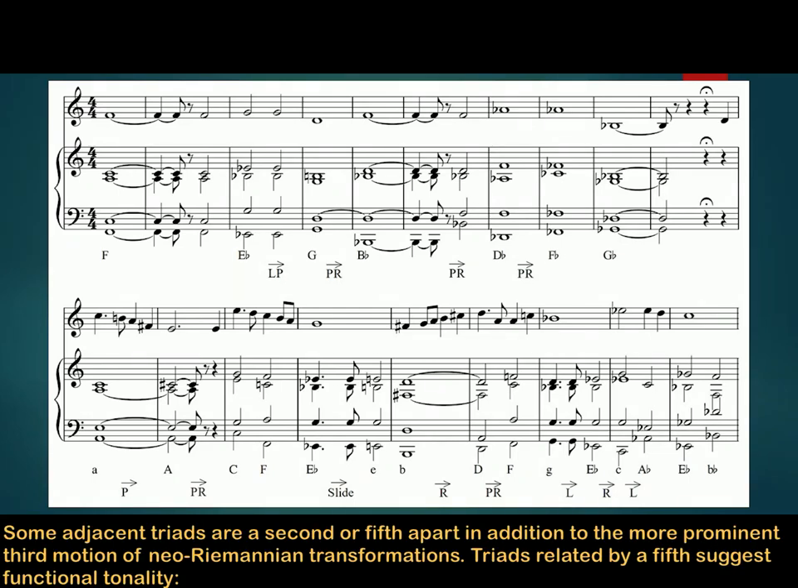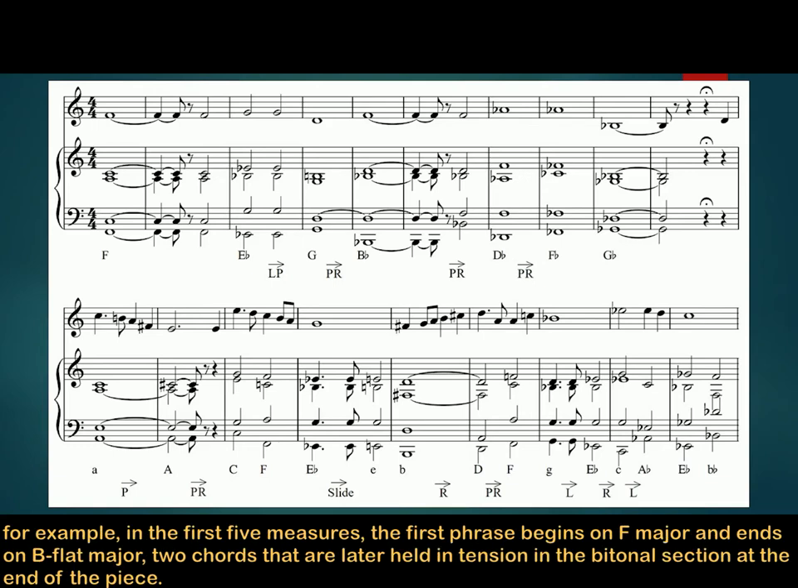Some adjacent triads are second or fifth apart in addition to the more prominent third motion of Neo-Riemannian transformations. Triads related by a fifth suggest functional tonality. For example, in the first 5 measures, the first phrase begins on F major and ends on B flat major, 2 chords that are later held in tension in the bitonal section at the end of the piece.